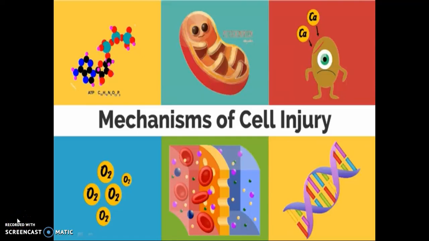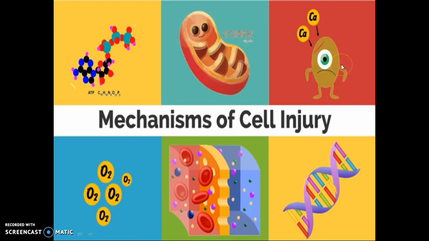Hello everyone, once again, I'm going to teach you about the mechanism of cell injury. There are six mechanisms of cell injury. There are six ways by which a cell enters into cell injury or cell death. Number one is ATP depletion. Number two is damage to the mitochondrial membrane.